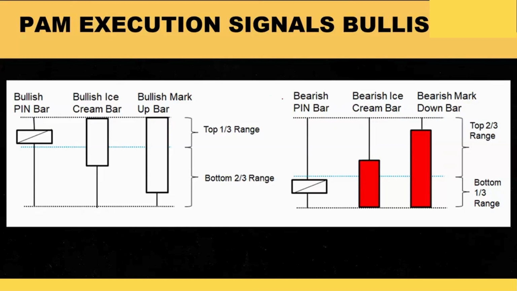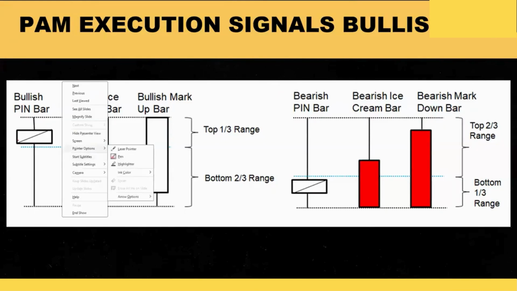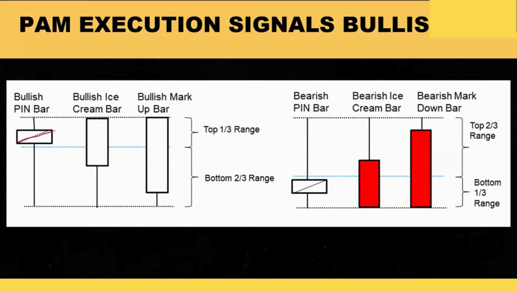So, bullish pin bar. When I draw a slanted line across, it means the bar body can be red or green, it doesn't matter. The most important thing is that the open and close of the bar is above the lower 1/3 of the bar range, for a bullish pin bar.